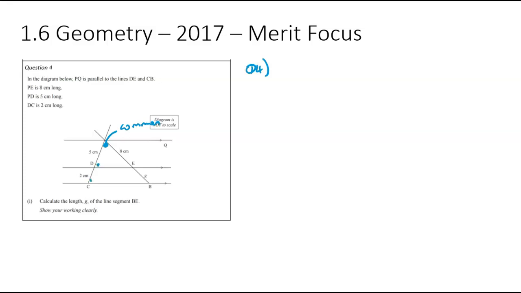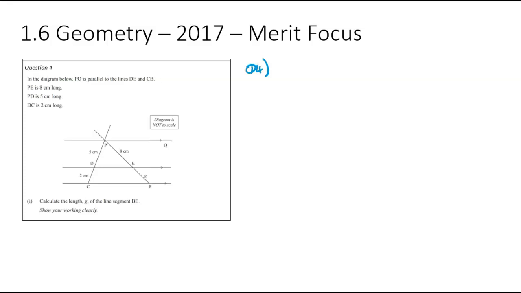And this angle and this angle, they are corresponding, so they're going to be the exact same. And then so is this one over here. And what that means is all three internal angles are the same, so we're dealing with similar triangles. So we should start off with our similar triangle stuff.